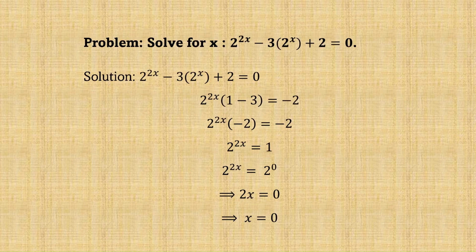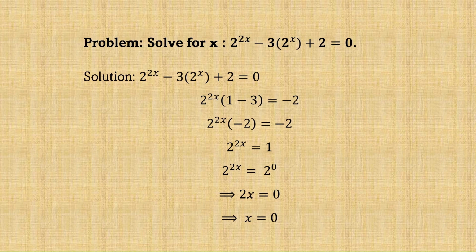Problem: solve for x in 2 raised to 2x minus 3 times 2 raised to x plus 2 equals 0. Solution: transpose to the right side of the equation the constant term 2 by applying the subtraction property of equality. Then, on the left side we have 2 raised to 2x minus 3 times 2 raised to x. Apply monomial factoring at the left side, we get 2 raised to x times 2 raised to x minus 3 equals negative 2.